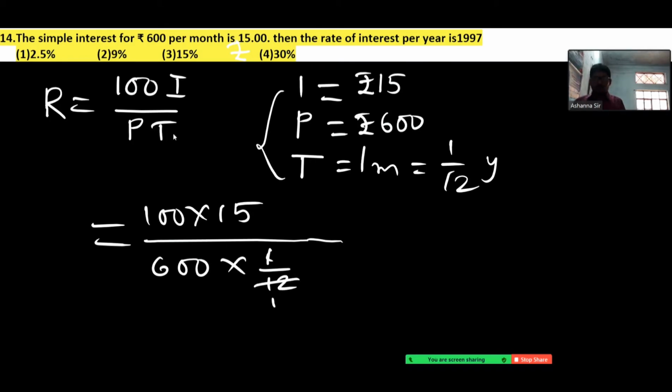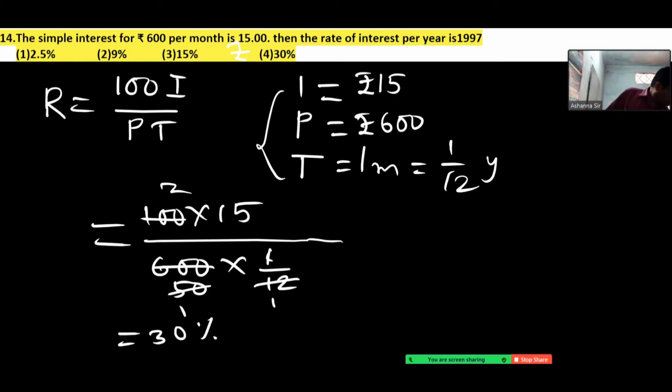12 ones are 12, 12 fives are 60, 0. 5 twos are 10, 5 ones are 5, 15 twos are 30. So 30% is the rate of interest. Correct option 4.